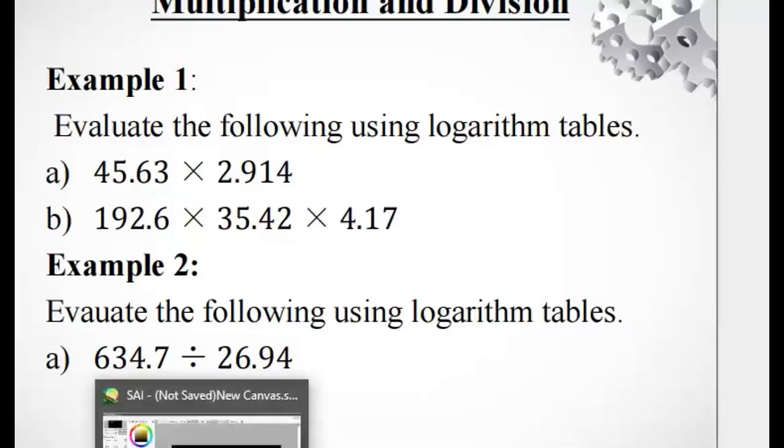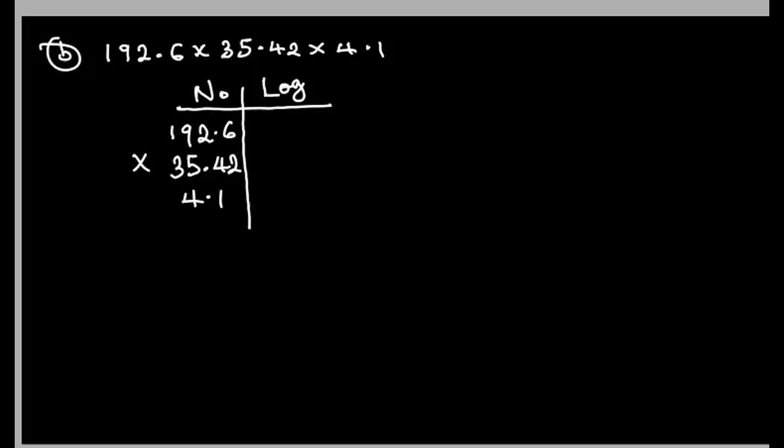So we do the same setup this way. And before we solve, let's get the characteristics. Now for 190.6, the whole number here is 190, and 190 has 3 digits. So we always take the whole number's digits minus 1. The whole number 190 has 3 digits, so do a minus 1 on those 3 digits. I will have 2.